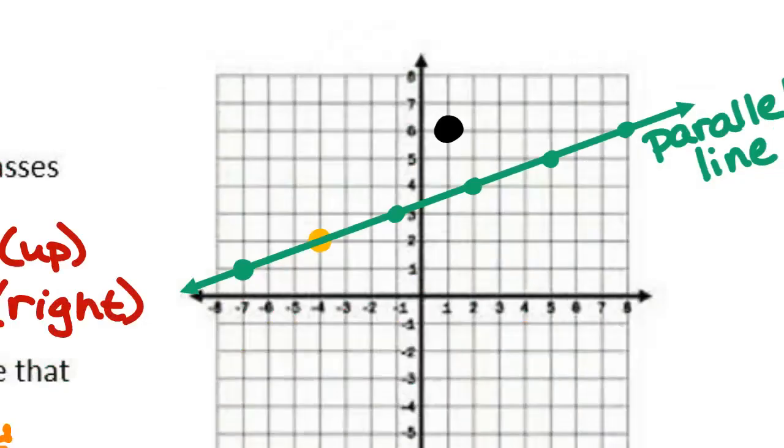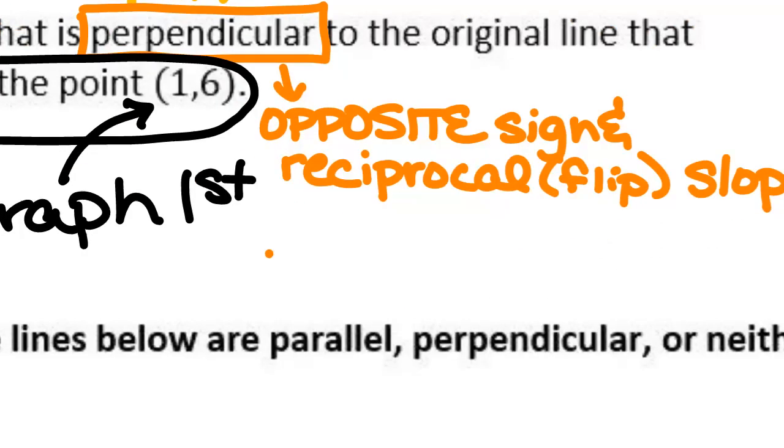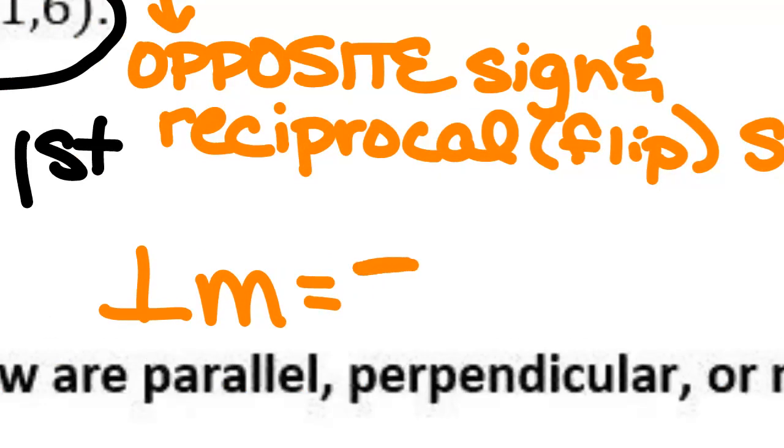And now we need our slope. My perpendicular slope will have the opposite sign. Since 1/3 was a positive, this one will be negative. Instead of 1/3, we're going to do 3/1. And that gives me my new rise and my new run.